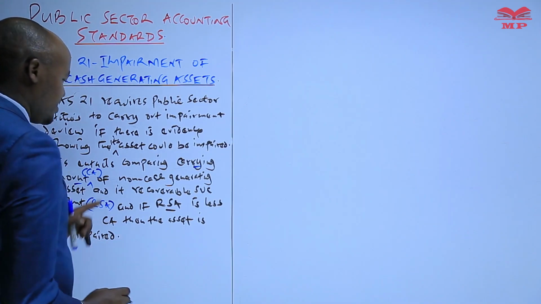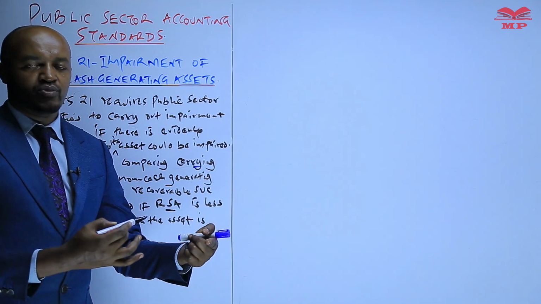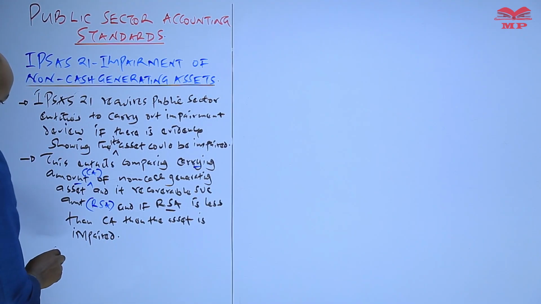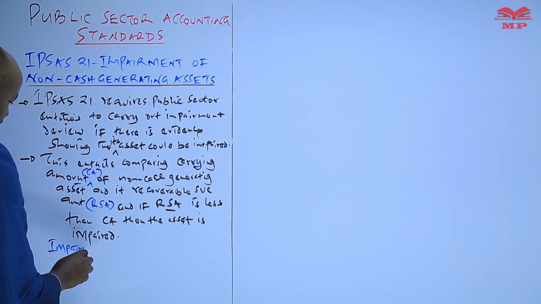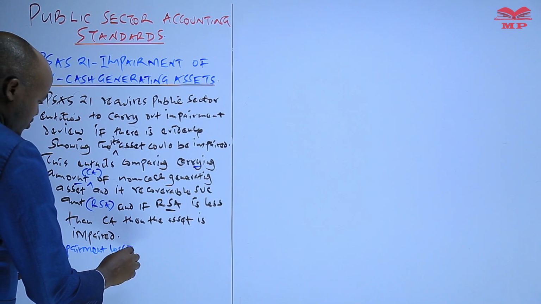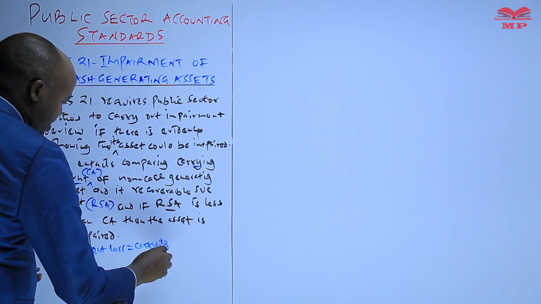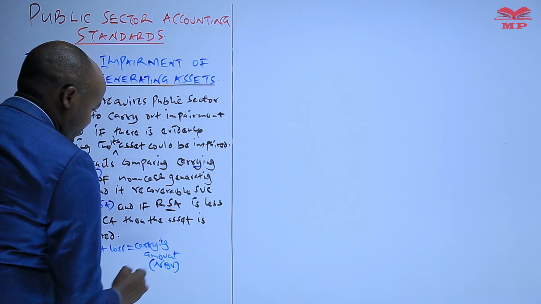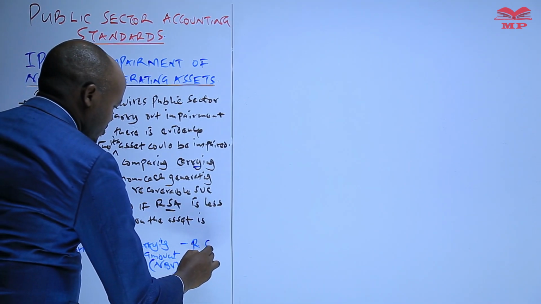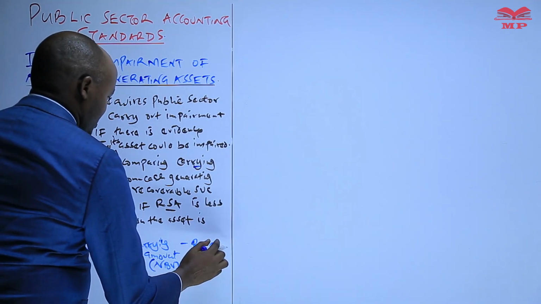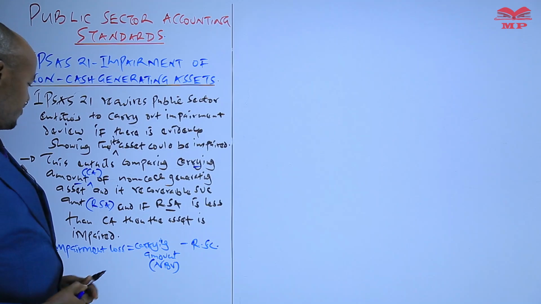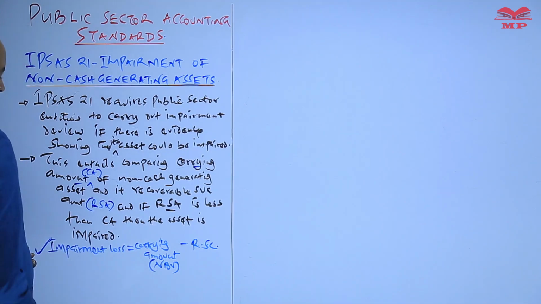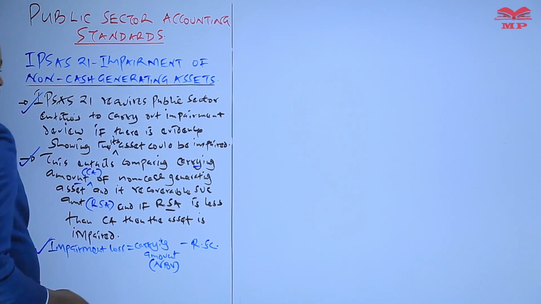If the asset is impaired, what a public sector entity should do is proceed and determine what is known as the impairment loss. How is the impairment loss determined here? Let's look at the formula. Impairment loss is equal to carrying amount, which is also known as the net book value, abbreviated as NBV, minus the recoverable service amount. So the impairment loss is the difference between those two values, the carrying amount, which is also the net book value, and the recoverable service amount.